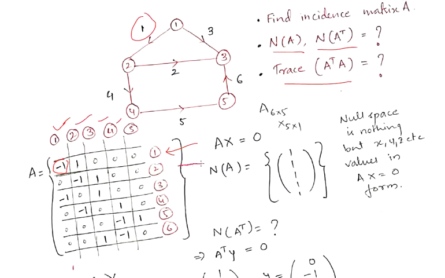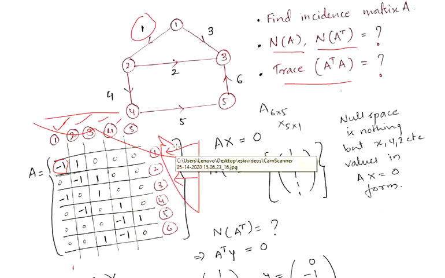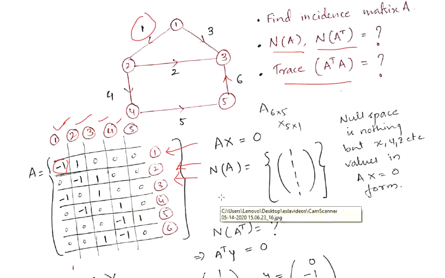Similarly, we'll do this for all the edges and form a matrix. The other way around also works: you can write 6 edges here and 5 nodes here, no problem. Anything is fine. Here I am considering 5 nodes and 6 edges.